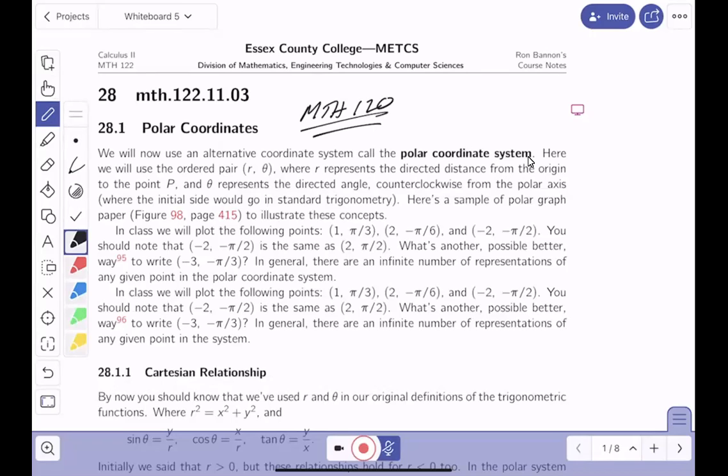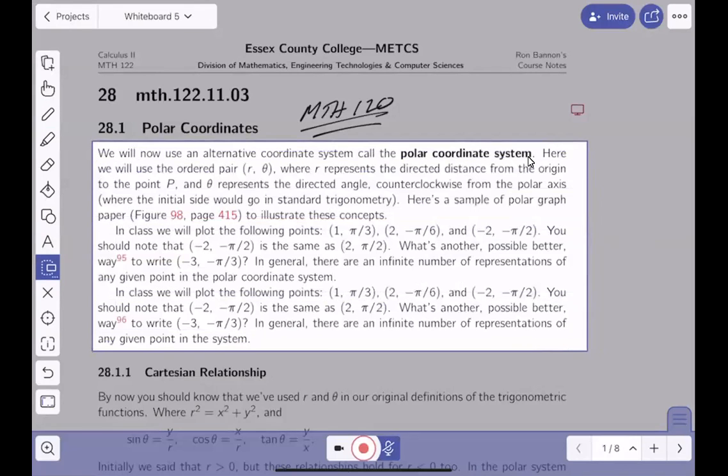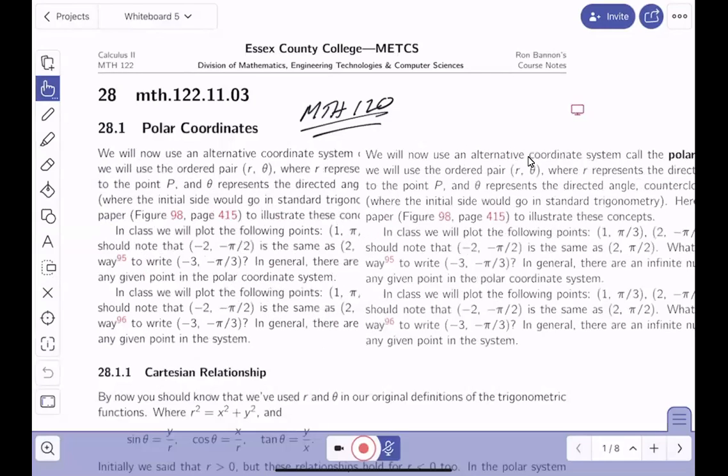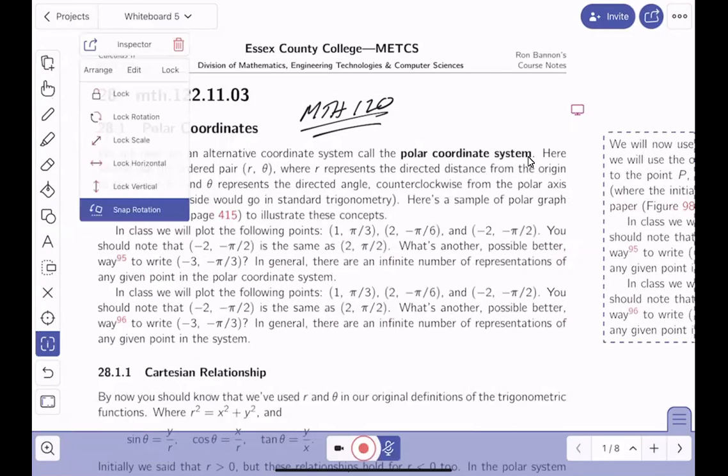All right. So I'm just going to sort of review some stuff. And to do that, I'm going to use polar graph paper. So I'm going to take this section here, I'm going to copy it, and I'm going to bring it to the next page.